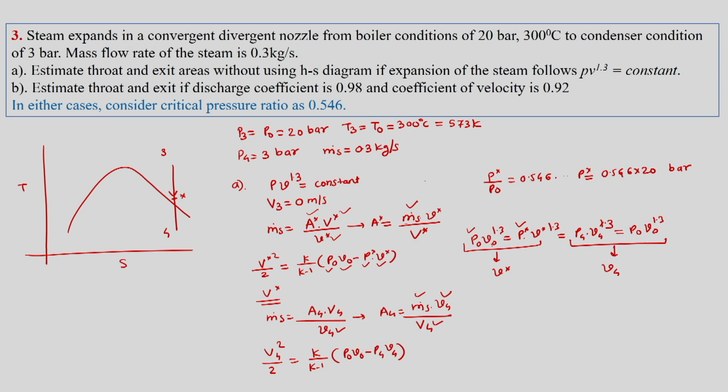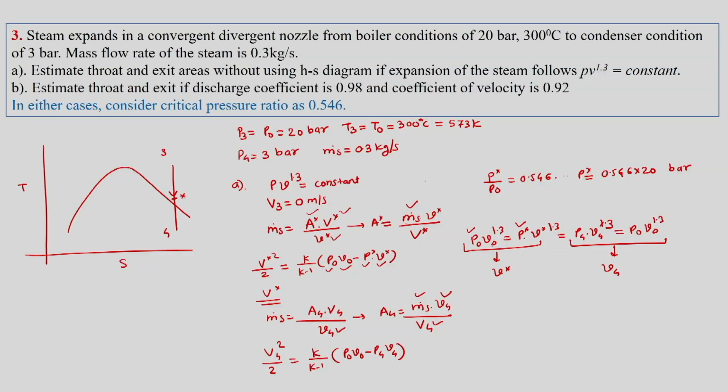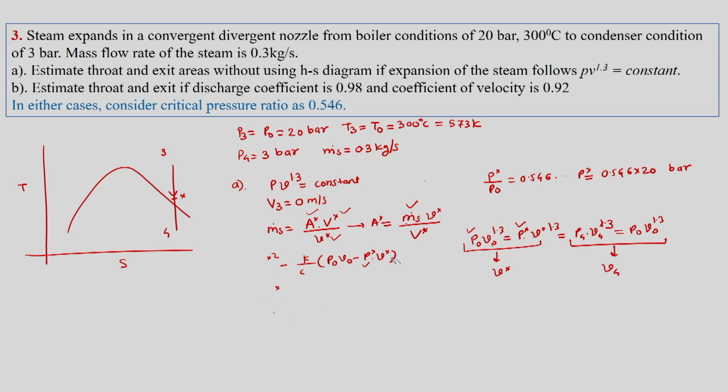So this is the procedure we would have adopted for finding out the exit area and the area at the throat. Now in part B, we are not told that PV raised to 1.3 is constant, but we are told something else: there is a discharge coefficient of 0.98. So there is a change in mass flow rate.